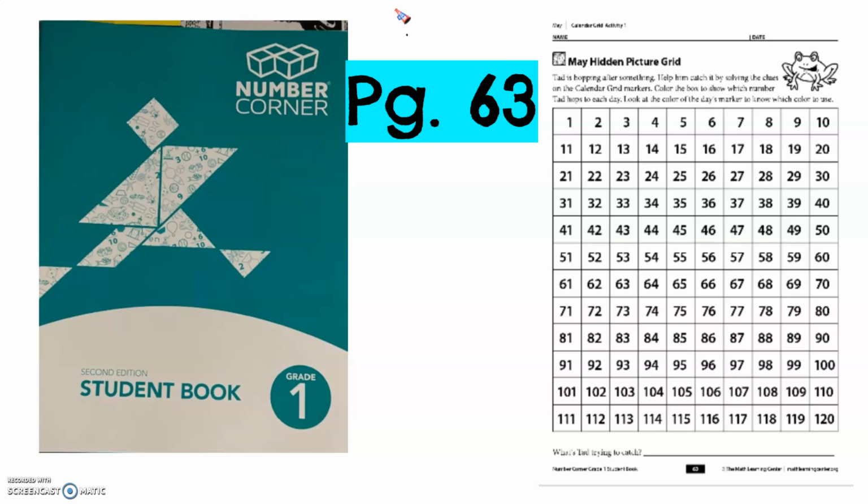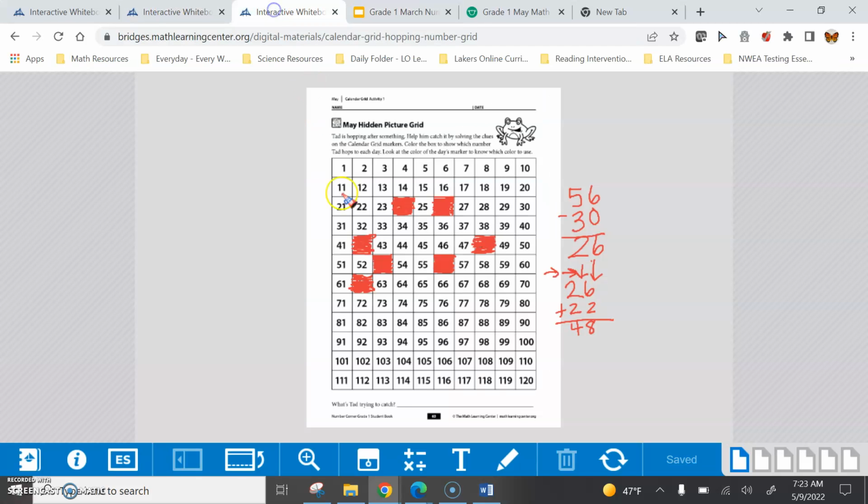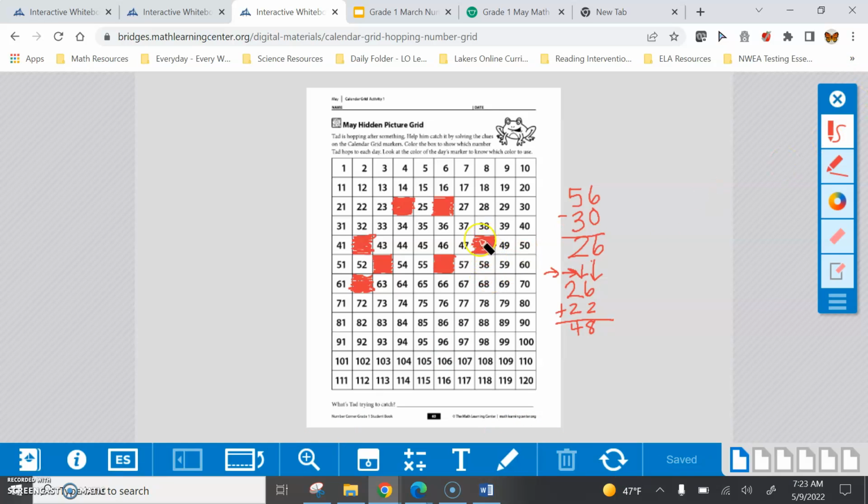You're going to turn it to page 63. That's the page where all of this information is. Page 63, and you'll see this chart with the 120 grid on it. Once you get to that chart, we have been looking at the numbers that Tad has hopped on each day. So we were on the number 48 from Saturday, and we are today going down 2. So here's the number 48, and we're going down 1, 2.